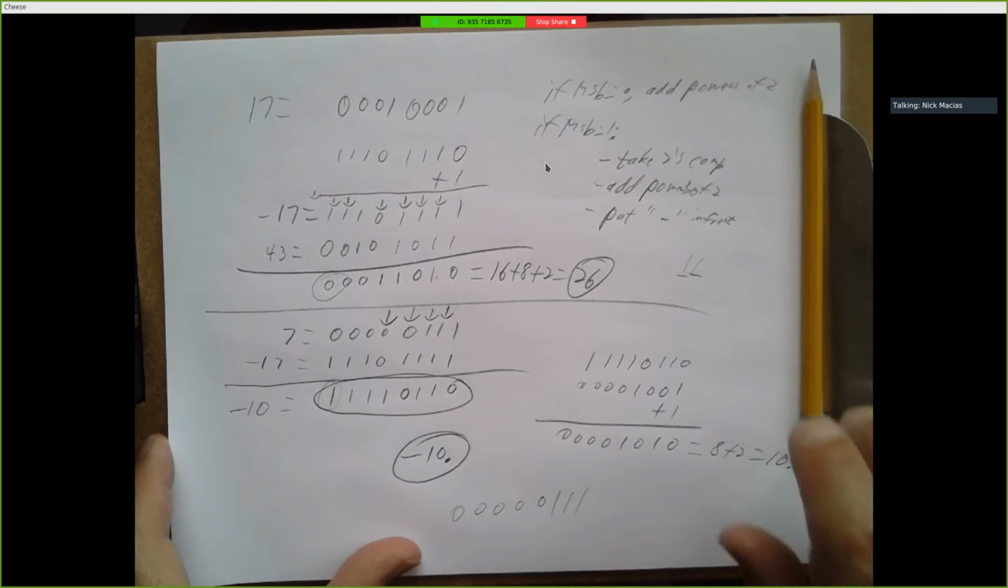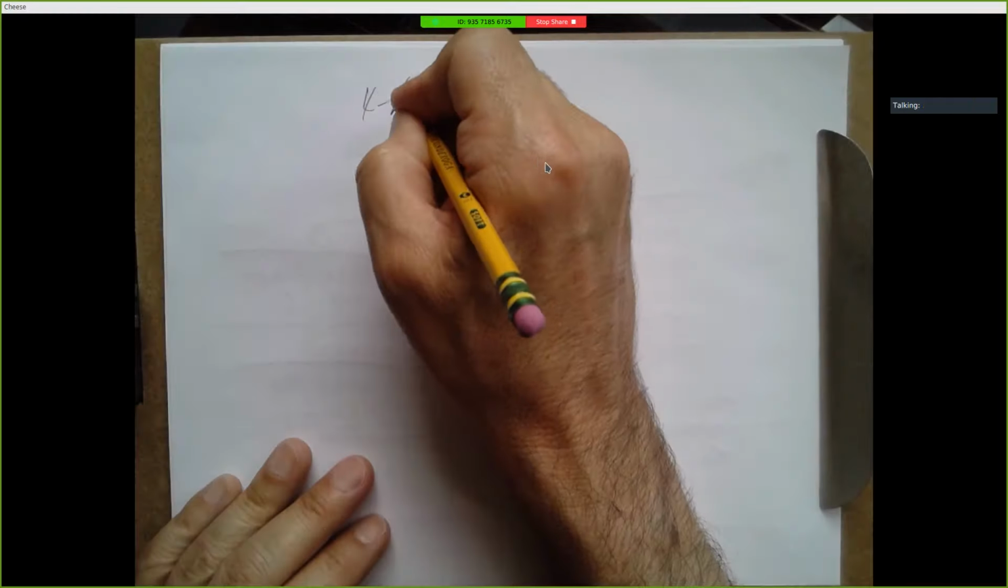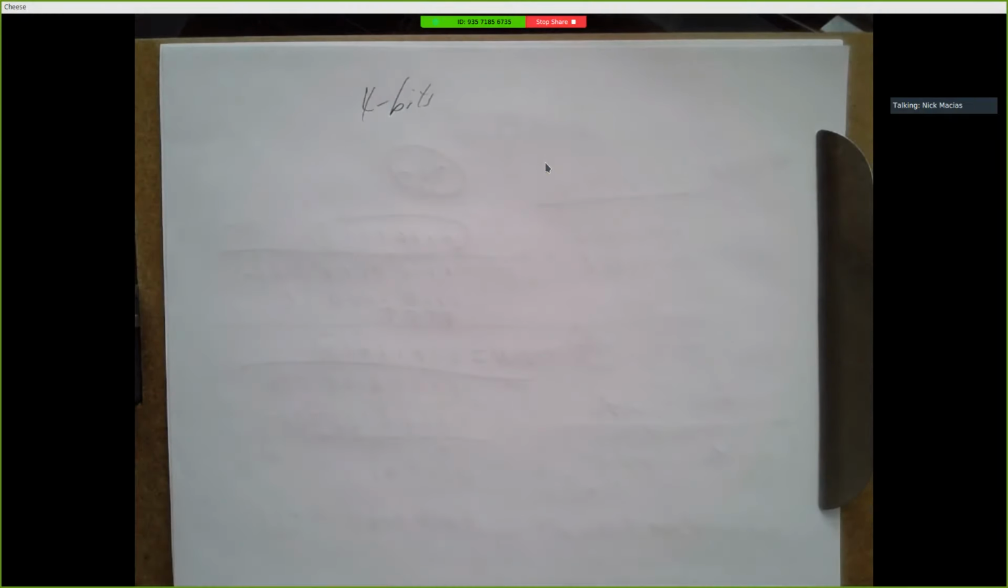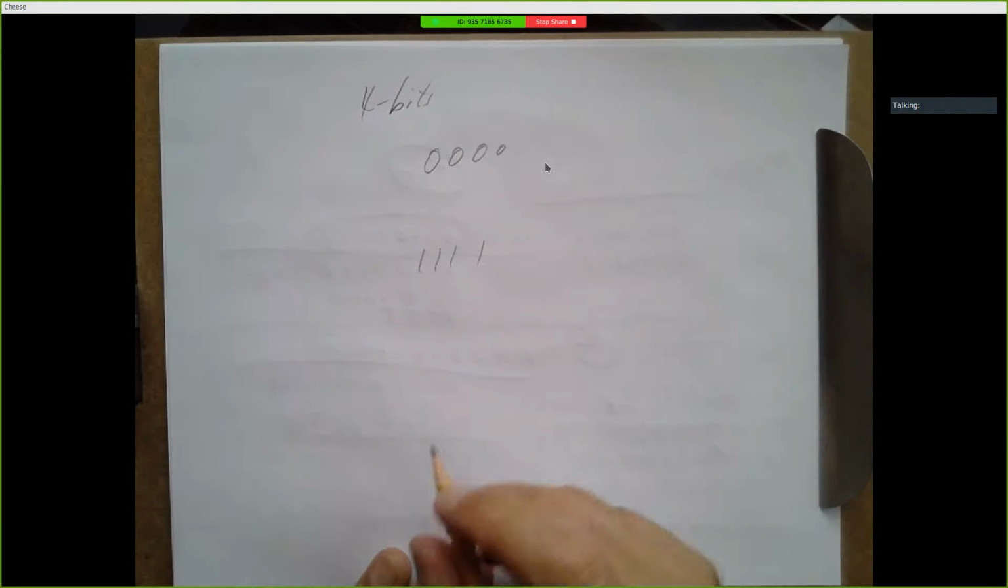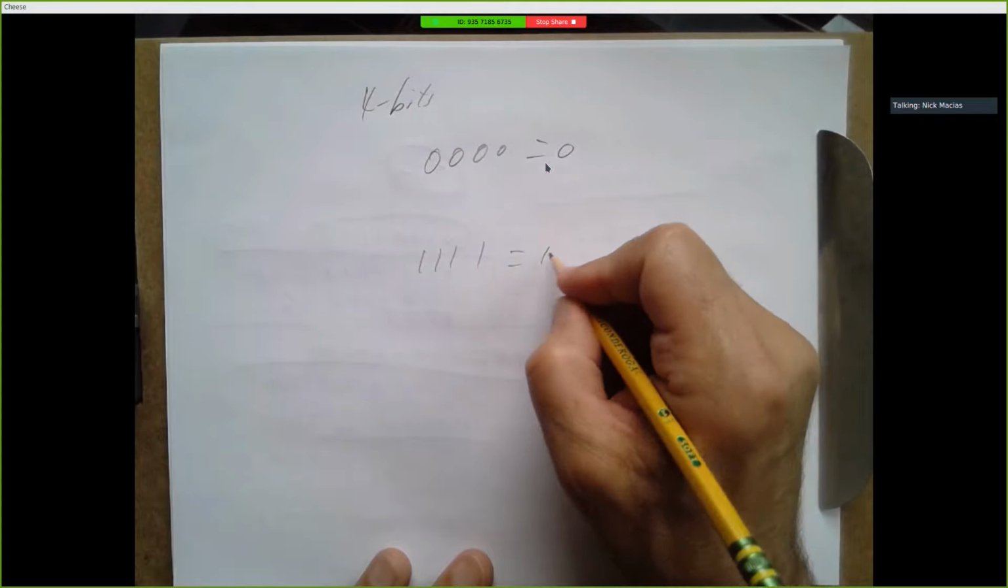And our range of numbers that we can represent, let's say we have 4 bits. If I'm just doing plain old positive or 0, if I'm not worrying about negatives, I can go from 0, 0, 0, 0 to 1, 1, 1, 1. This takes us from 0 to 15.